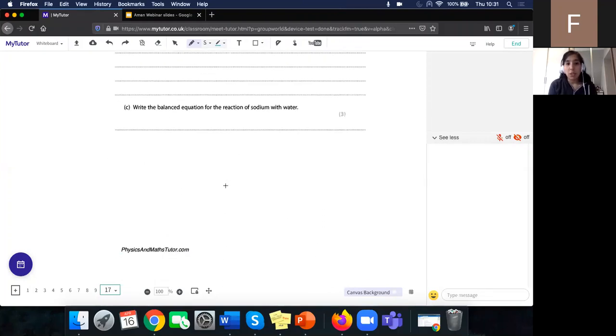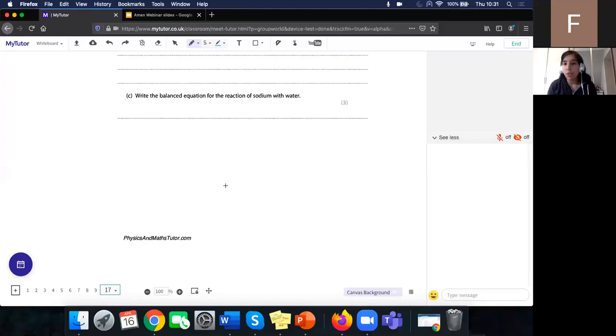Okay, should we try and write the balanced equation for the reaction of sodium with water, and then we'll go on to the Q&A. And if there are no Q&A questions, we'll carry on with exam questions. So the balanced equation for the reaction of sodium with water. Does anyone have any ideas?